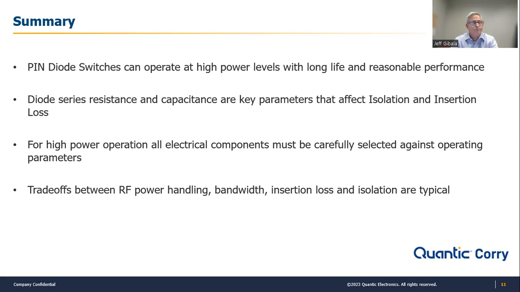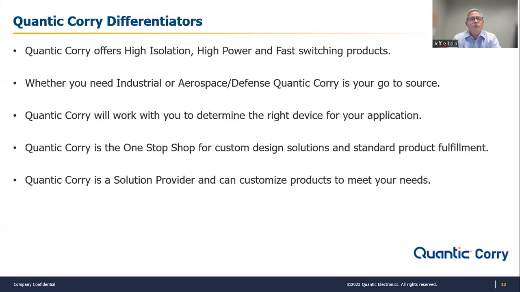Okay, well, thank you. And could you maybe share some of the key differentiators associated with Quantic Corry in this area? Yes, of course. Happy to. So, Quantic Corry, we offer high isolation, high power, and fast switching products. Whether you have an industrial application or an aerospace defense application, we will have something to meet your needs. And we will also work with you to determine the right device for your application. Whatever your needs may be, your specific operating parameters, we can take those and recommend the correct device.